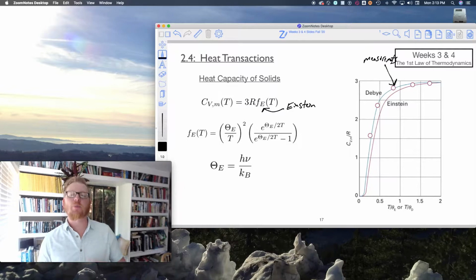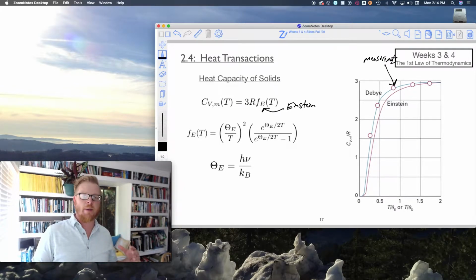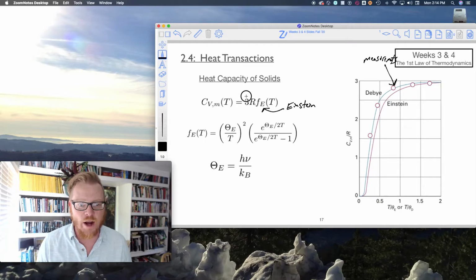And I'm not going to get into too much detail in the difference between the Einstein heat capacity of solids versus the Debye, because they're both very close. So we'll look at the Einstein equation. What it says is it's the quantity 3 times R times this function of T. So let's talk about why 3R.